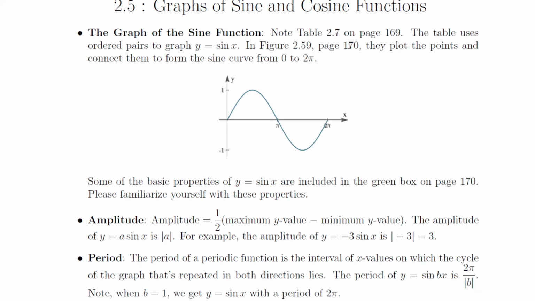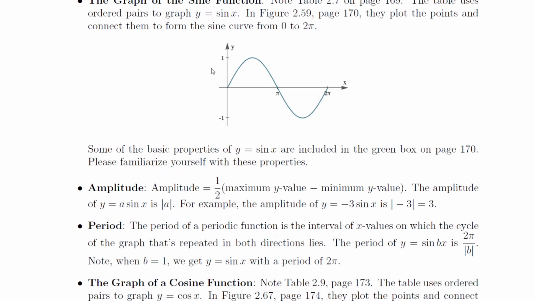In the textbook, I do want to point out there's quite a few tables and graphs and charts that are really, really handy to look at. So please take a look at table 2.7 on page 169. There's so much information regarding both of these curves that they are really handy and will play a huge role in helping you understand what it is that you're looking at. So take a look at those tables and the figures.